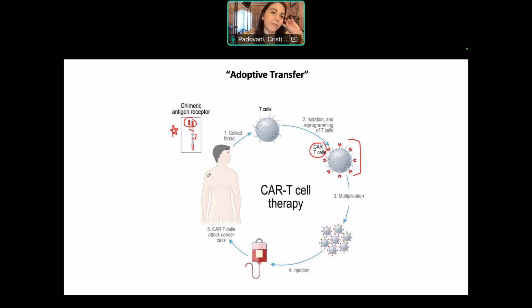Adoptive transfer is not specific to just CAR T cell therapies. You can do adoptive transfer for a lot of stuff. When I was getting my PhD, I was hearing about adoptive transfer for macrophages. You take out the macrophages, you make them better, and then you put them back in the patient. So obviously it's very expensive.